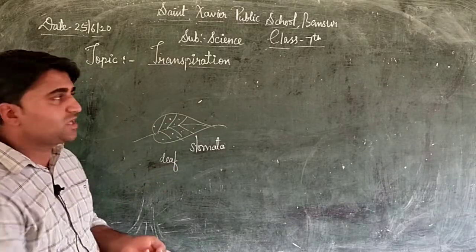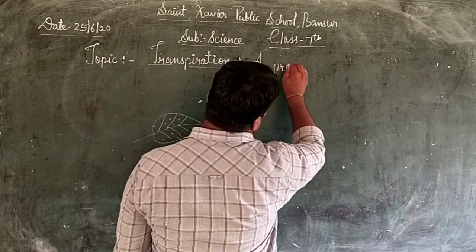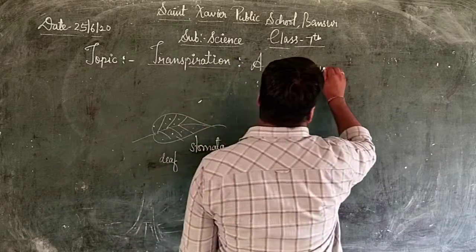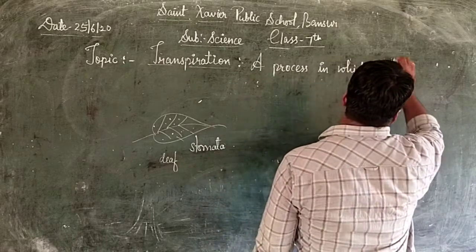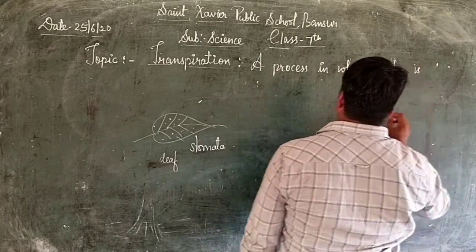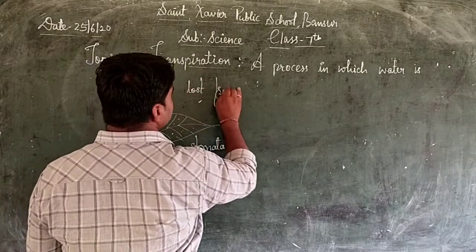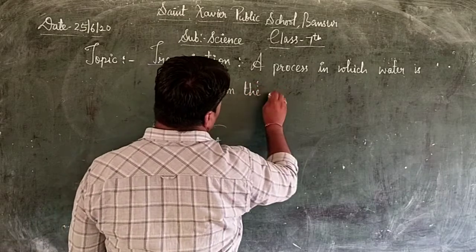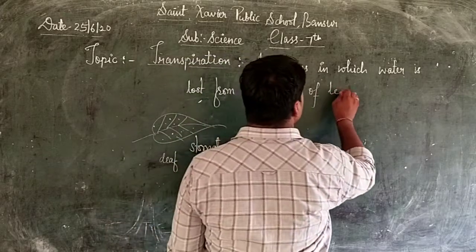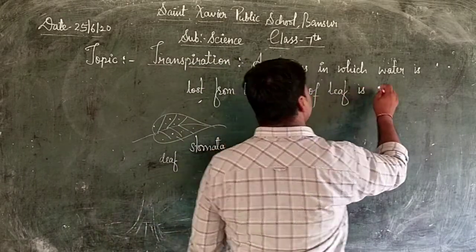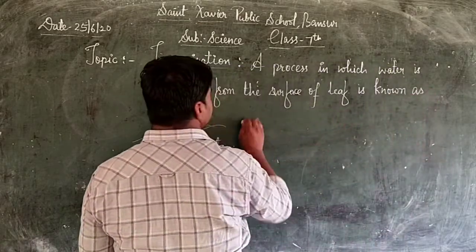known as transpiration. So I want to define this: a process in which water is lost from the surface of leaf is known as transpiration.